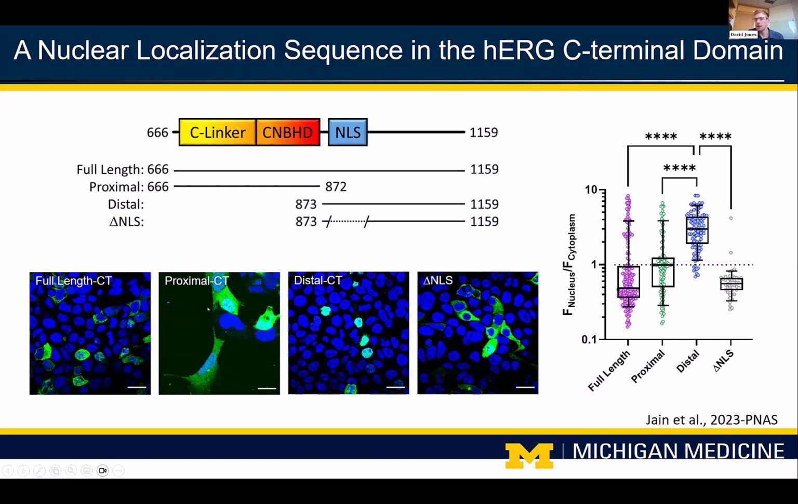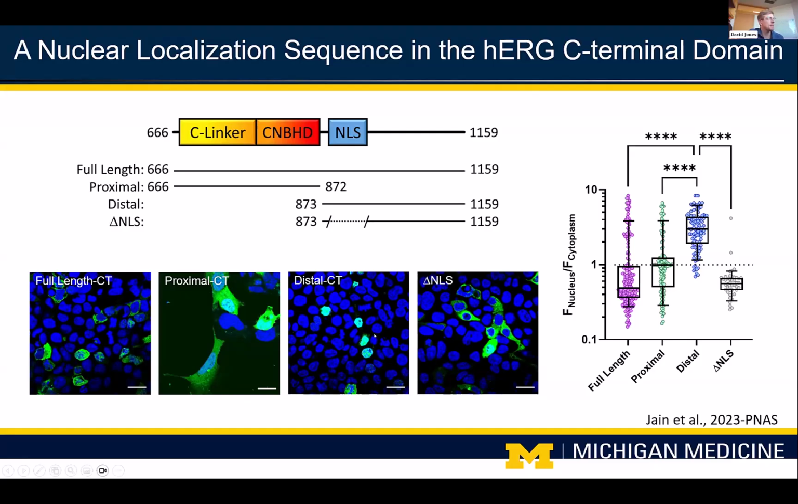So that seems like a good negative control. And then when we do just the distal C-terminus, so we've got the NLS here, this unstructured region, and we don't have all of the size or baggage from the CNBHD and C-linker. This polypeptide is almost exclusively targeted inside the nuclei.